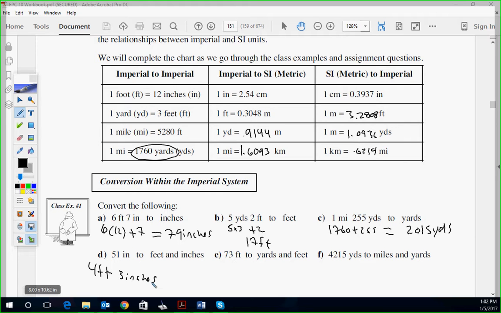73 feet to yards. Yards and feet, so divide this by 3. If I divide 73 by 3, that gives me 24 with 1 left over. So 24 yards and 1 foot is 73 feet.